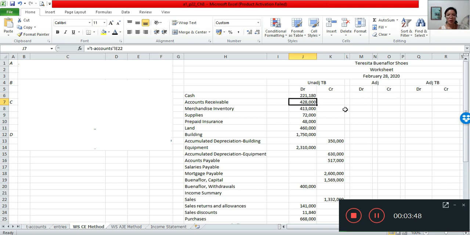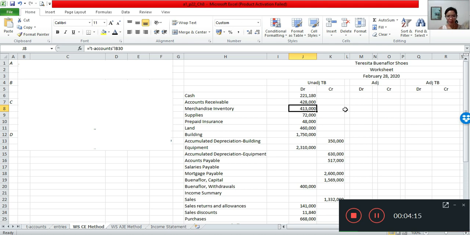And then 428,000 for accounts receivable, 413,000 for merchandise inventory. And I'd like you to take note that this amount of 413,000 is actually the amount that we get to see in the beginning balance as of February 1, 2020. Okay, because you would then later on see that this represents the beginning inventory. We have yet to account for the ending inventory.